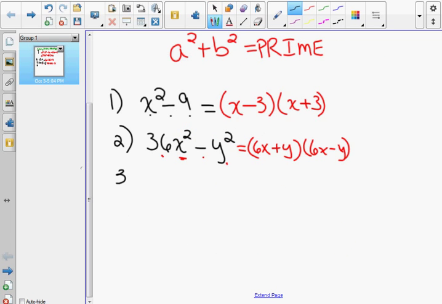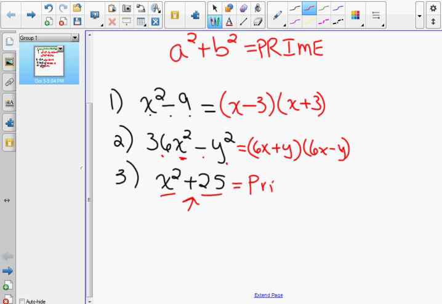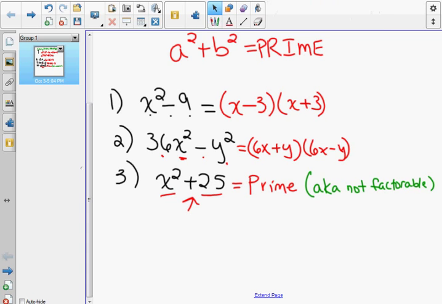Alright, let's consider another example. x squared plus 25. Now if we look at this one, it has a sum. So even though we have a perfect square and another perfect square, because it has this addition, this is not factorable, we're going to call this prime. Okay, so prime and not factorable mean exactly the same thing.